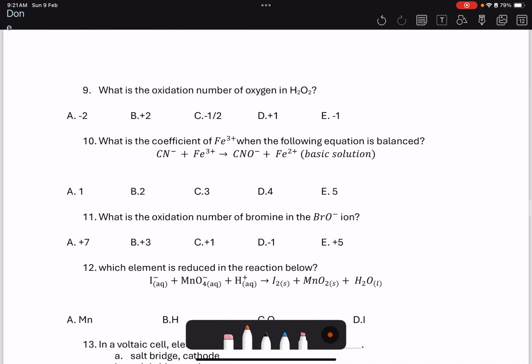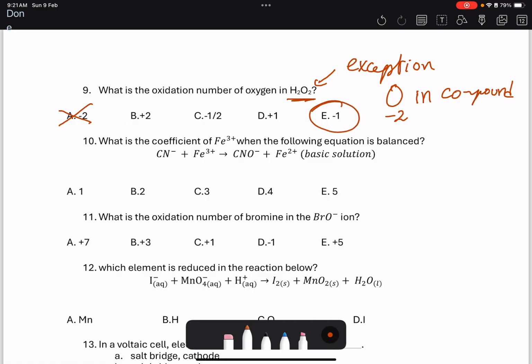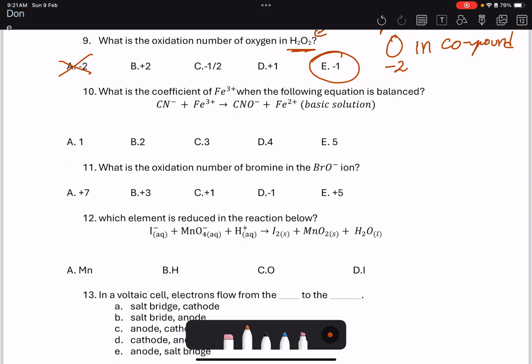Now next, what's the oxidation number of O in H2O2? This is an exception to oxygen atoms. O is always -2 in compounds, except in hydrogen peroxide. In peroxides, O is not -2, it is -1. That's an exception rule that you need to be aware of.